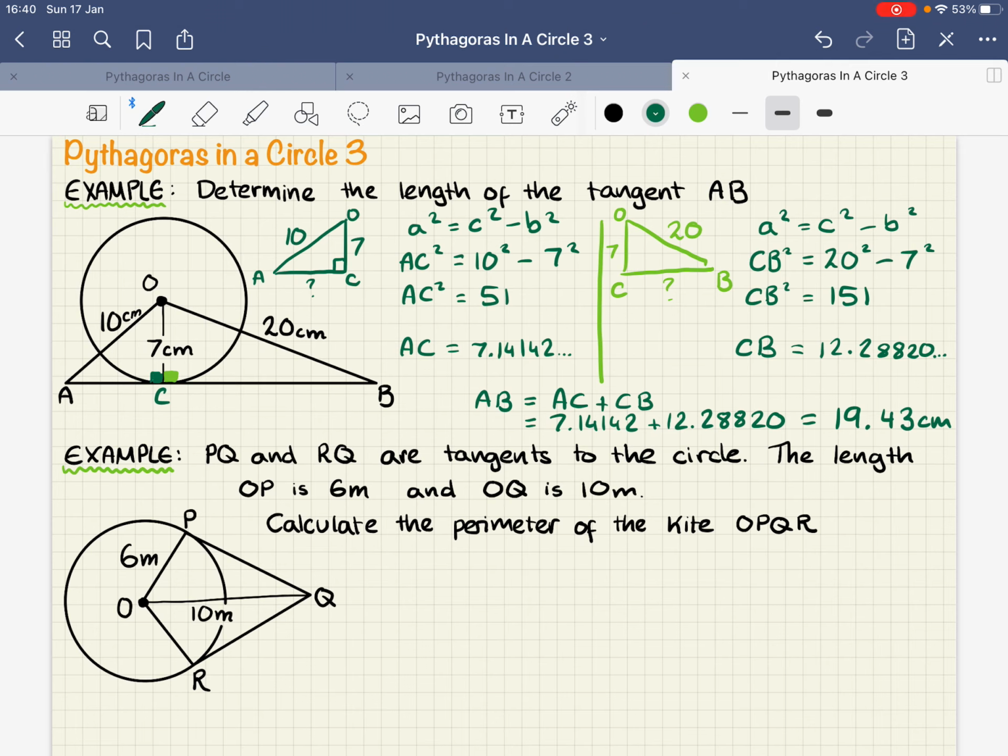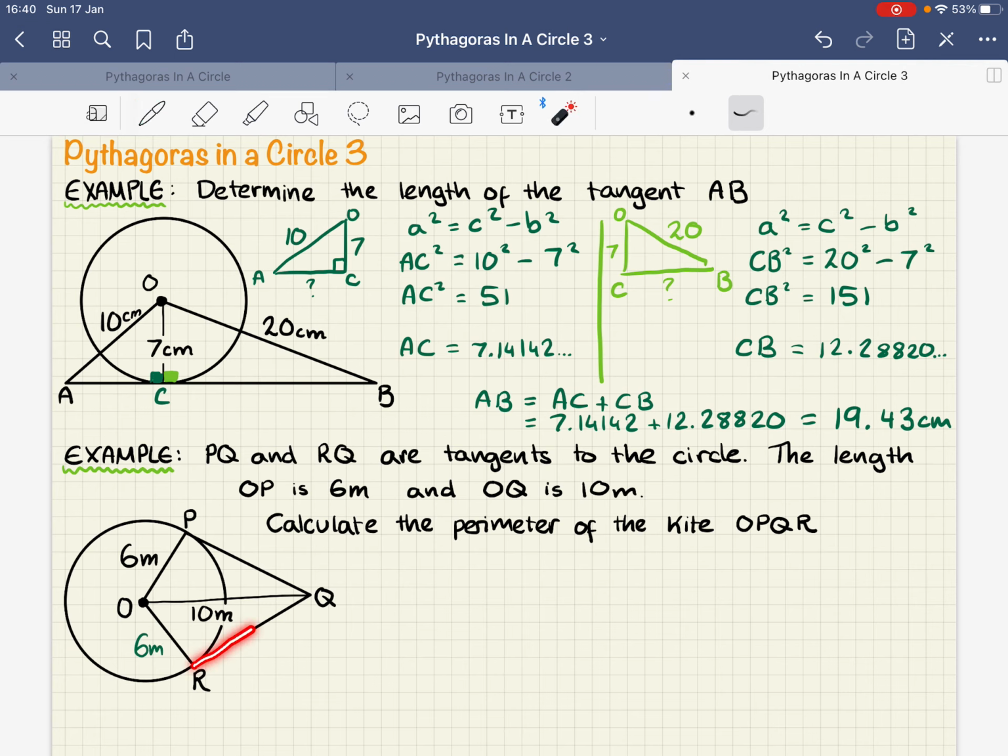Okay, so then the next one, I've got PQ and RQ are tangents to the circle. The length OP is 6 meters and OQ is 10 meters. Calculate the perimeter of the kite OPQR. So I need to find out the perimeter of this entire shape here, so my kite. Now, important things to remember is with my kite, this length and this length are going to be the exact same, so that's also going to be 6 meters.